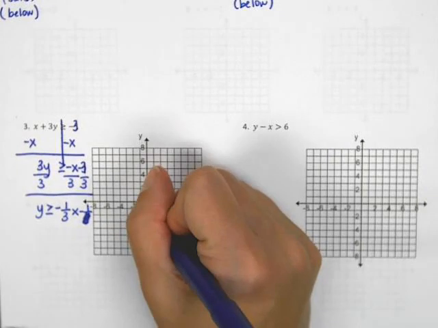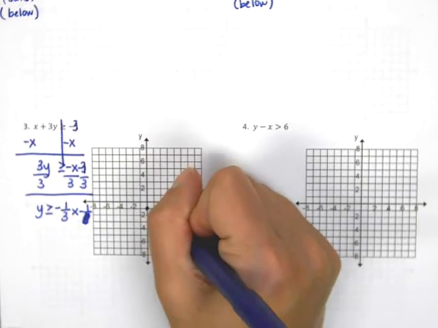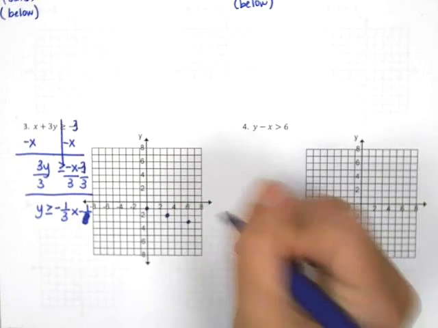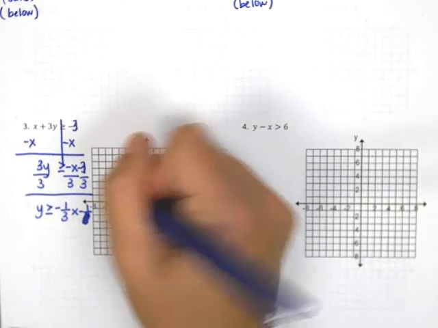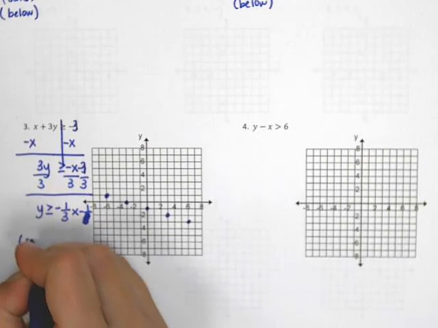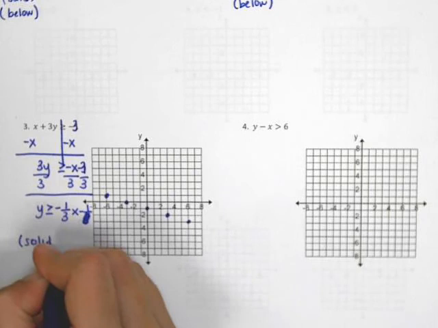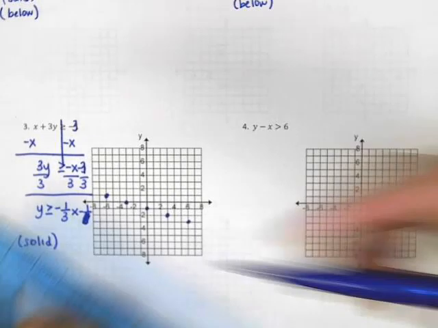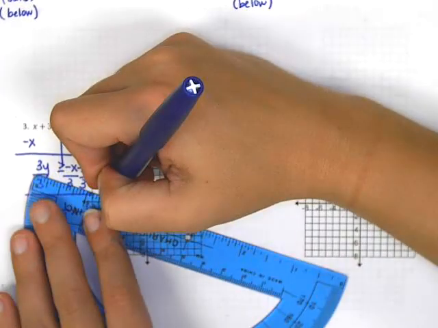So we're going to start at the negative 1, and we're going to go down 1, right 3, down 1, right 3, up 1, left 3, up 1, left 3. Now I'm going to use a solid line here, and the reason that I'm using a solid line is because it is equal to, if I look at the inequality symbol.